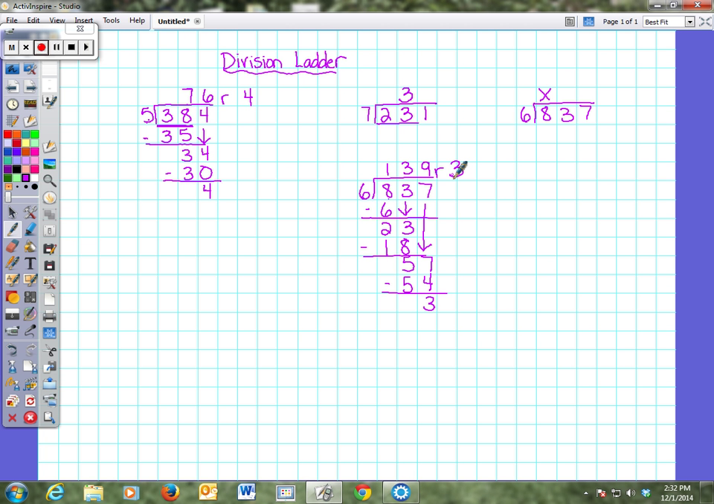Okay, so let's look at this next problem. If I have 215 divided by 3, first of all, what is my first division problem going to be? Okay, hopefully you said 21 divided by 3, because 3 doesn't go into 2, so I have to go to the 21. So 21 divided by 3 is 7. So my 7 is going to go above my 1.